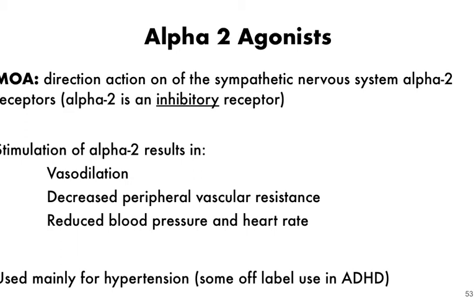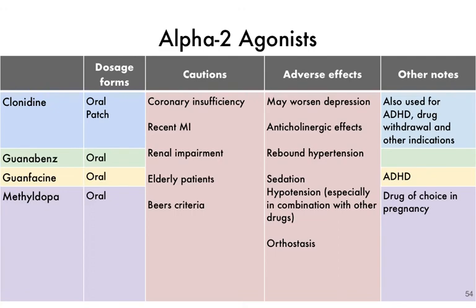It's mainly used for hypertension. There has been some new life in recent years off-label in use of ADHD. I'm not going to go into that right now, but just if you see it in that capacity, know that that is an off-label use. The alpha-2 agonists I'm thinking of here are clonidine, guanabenz, guanfacine, and methyldopa. They come in mostly oral dosage forms. Clonidine actually does come in a transdermal patch.